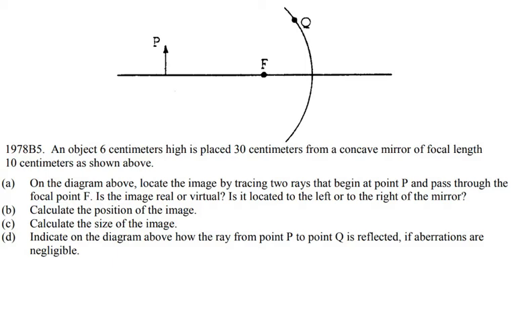In this question, they say an object 6 centimeters high is placed 30 centimeters from a concave mirror of focal length 10 centimeters, as shown in the picture. On the diagram above, locate the image by tracing two ray diagrams beginning at point P, one of which passes through the focal point F. Is the image real or virtual, and is it located on the left side or on the right side of the mirror?